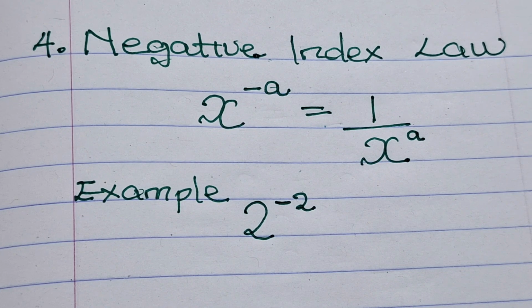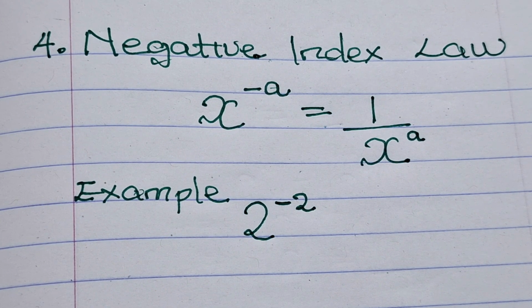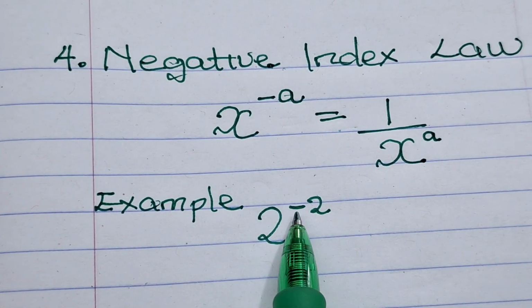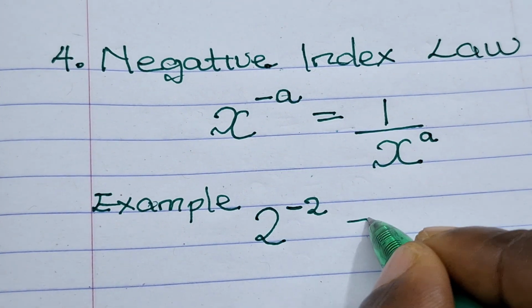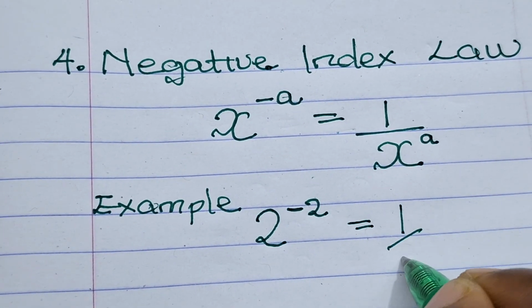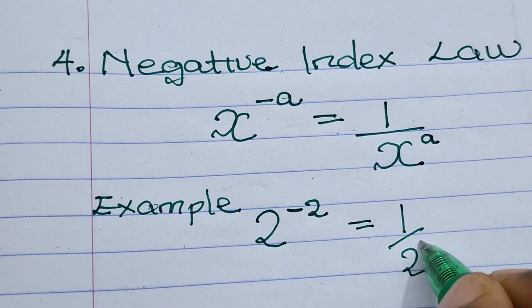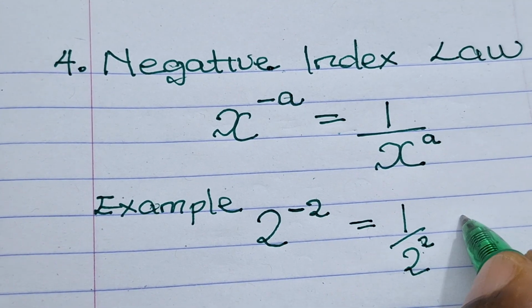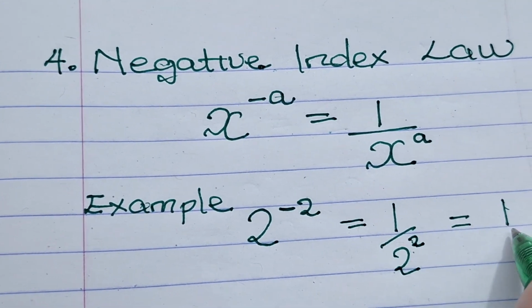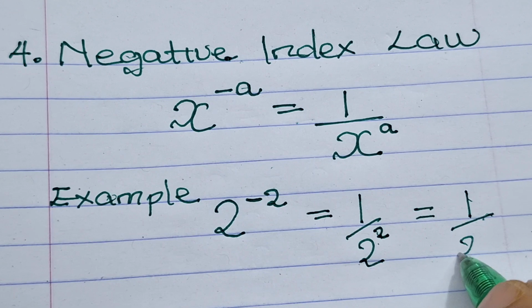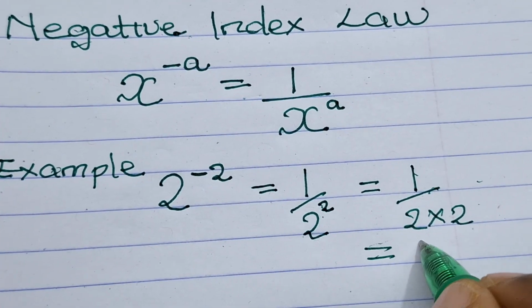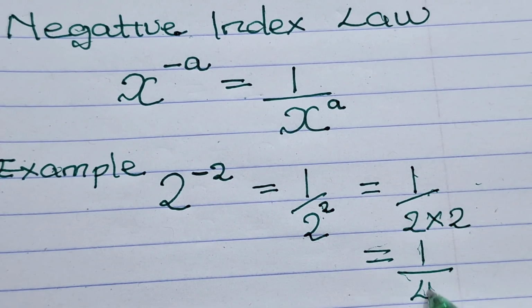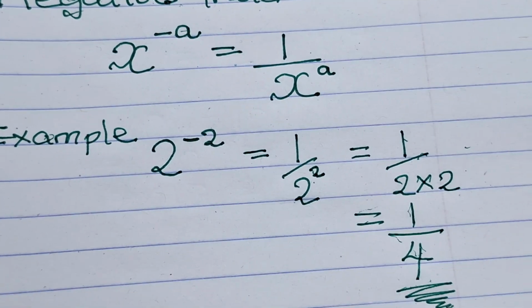Let's take this example. 2 raised to the power of negative 2, okay? First things first, you note that there's a negative in your index. So you take the reciprocal of 2, which is 1 over 2. Your negative disappears and you're left with just 2 raised to the power of 2. 2 raised to the power of 2 is the same as 2 times 2. And that gives you 1 over 4. And you are done.